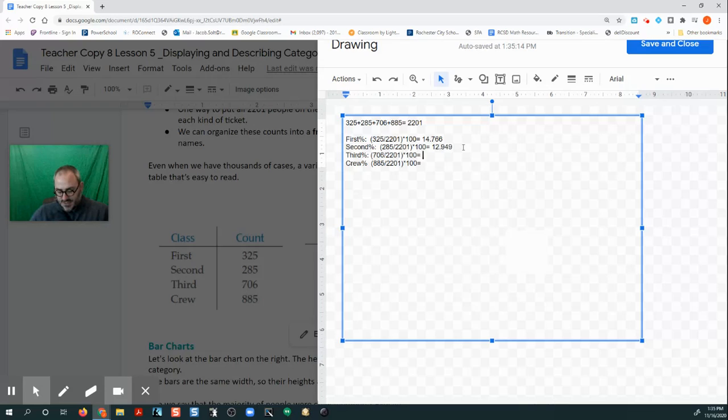706 divided by 2,201 times 100 is 32.076 percent. And then last but not least, 885 divided by 2,201 times 100 equals 40.220. Oh wait, no, I was wrong. 209 around. Okay, so that's what I got. I got some percentages. And so let me save and close.